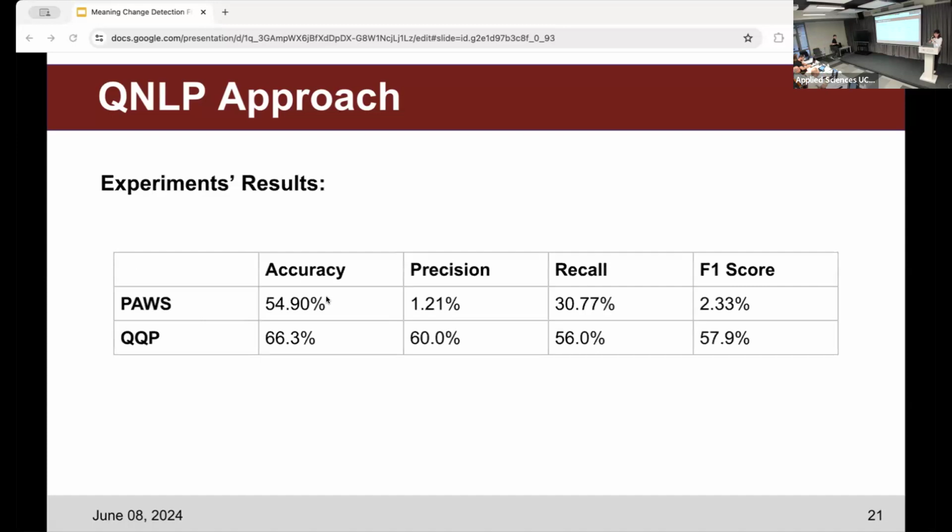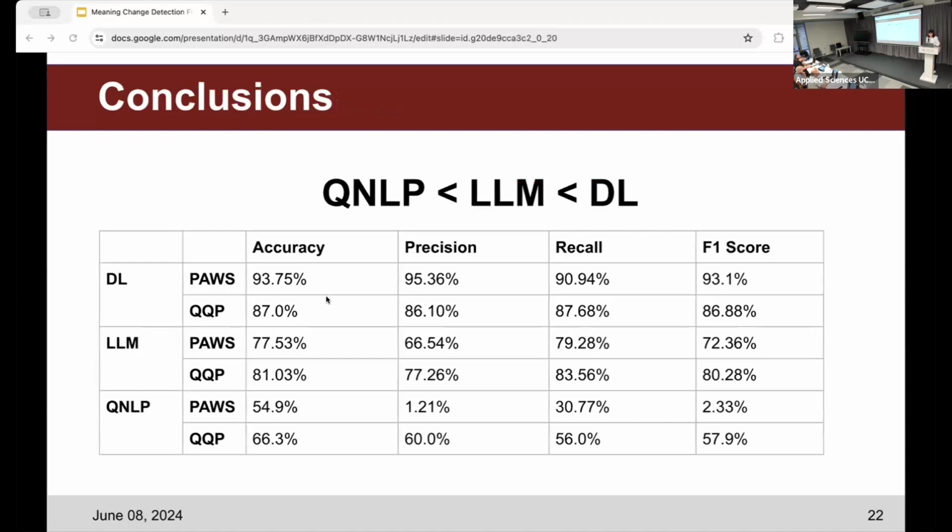And unfortunately, the model failed to learn enough from the data to be able to predict something. On POS, we can see that it fails to predict at all, but on Quora we have a much better result, though it's still significantly worse than for previous methods like deep learning and LLM. So all the above results can be presented as such an inequality.